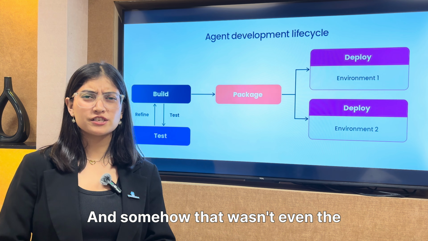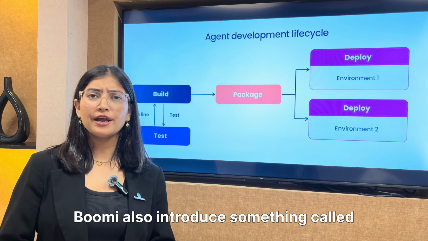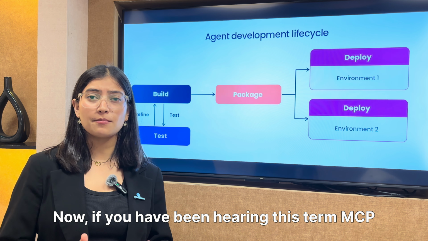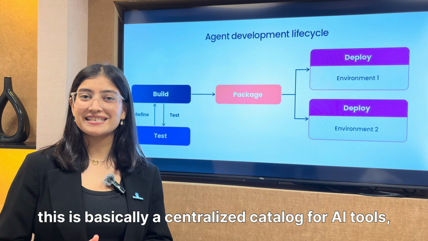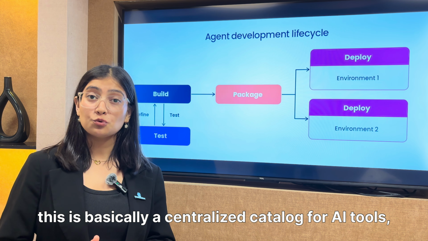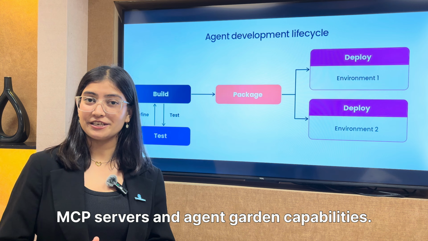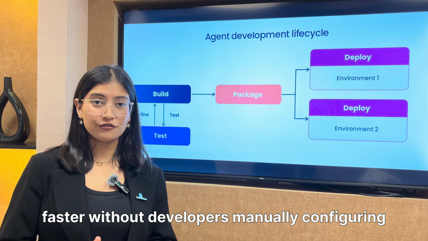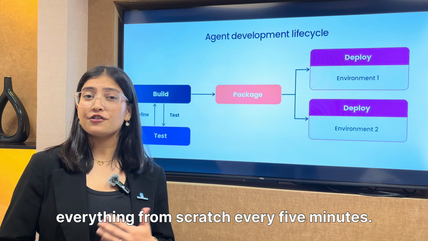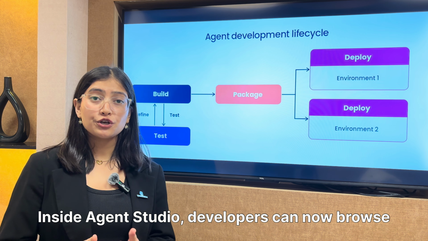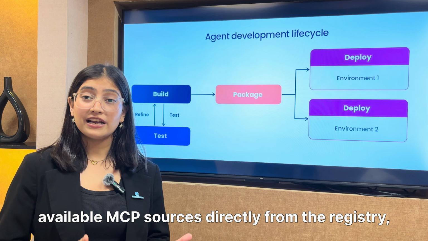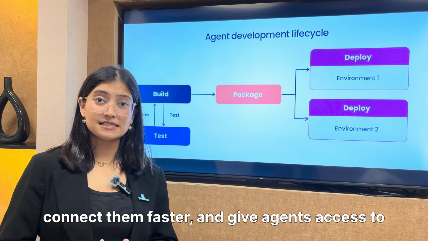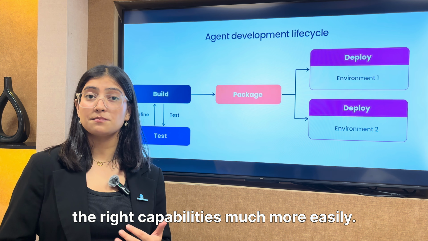And somehow, that wasn't even the only AI update. Boomi also introduced something called the MCP registry. Now, if you have been hearing this term MCP everywhere lately, this is basically a centralized catalog for AI tools, MCP servers, and Agent Garden capabilities. Meaning, your agents can connect to tools way faster without developers manually configuring everything from scratch every 5 minutes. In Agent Studio, developers can now browse available MCP sources directly from the registry, connect them faster, and give agents access to the right capabilities much more easily.